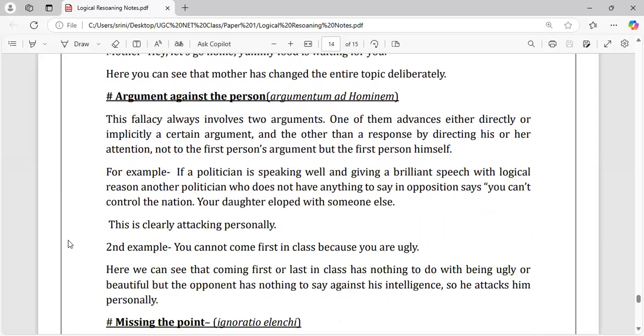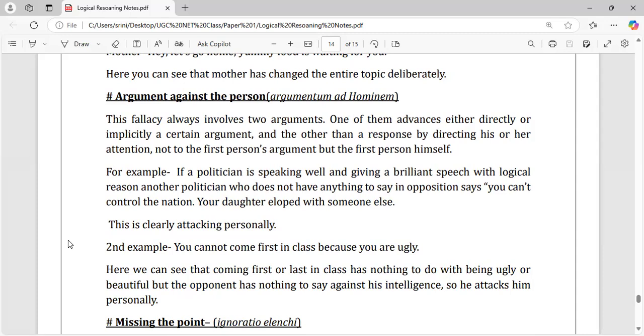Then arguments against the person. Not the point, but the person. Argumentum ad hominem. This fallacy always involves two arguments. One of them advances, either directly or implicitly, a certain argument, and the other responds by directing his or her attention not to the first person's argument but to the first person himself.